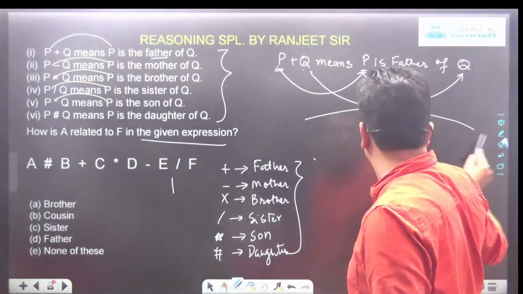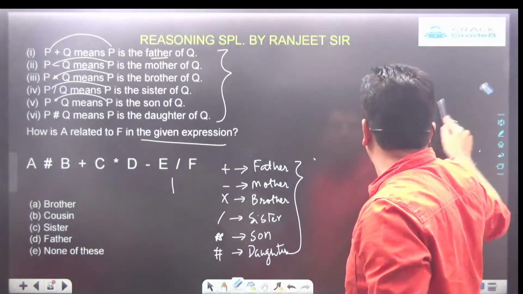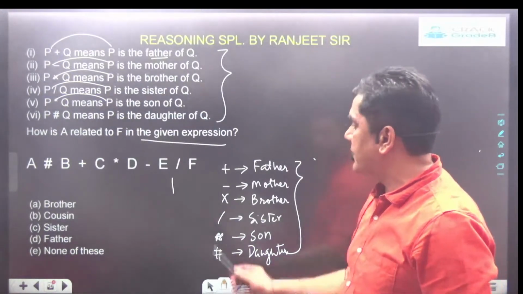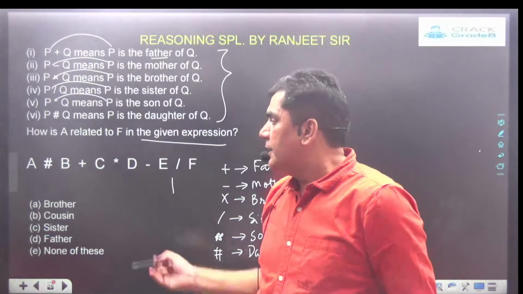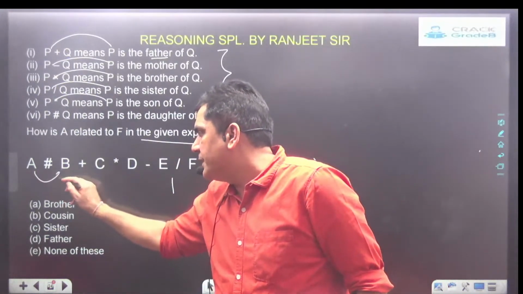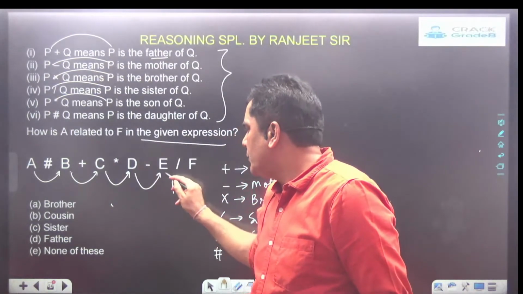Okay, so let's start drawing the family tree. In order to draw the family tree, don't take the whole expression in one go. The best way is to take the first two, then the next two, then the next two, and so on. Take two at a time.